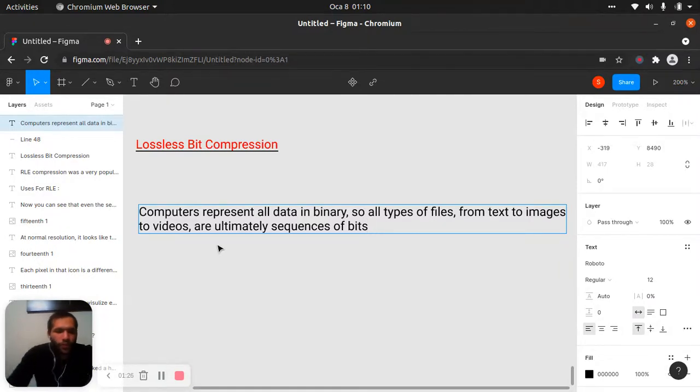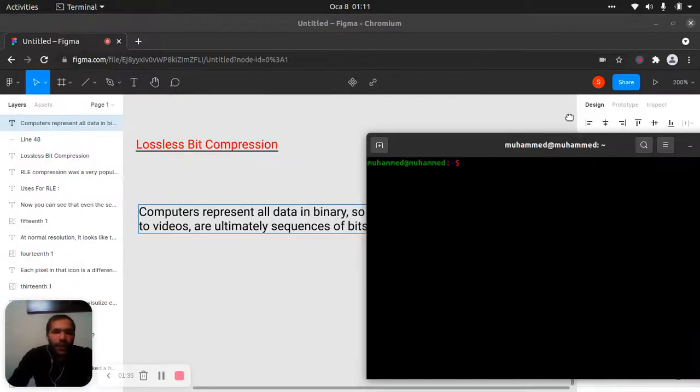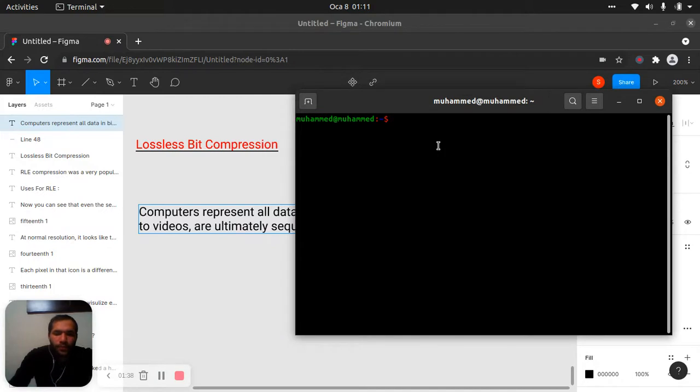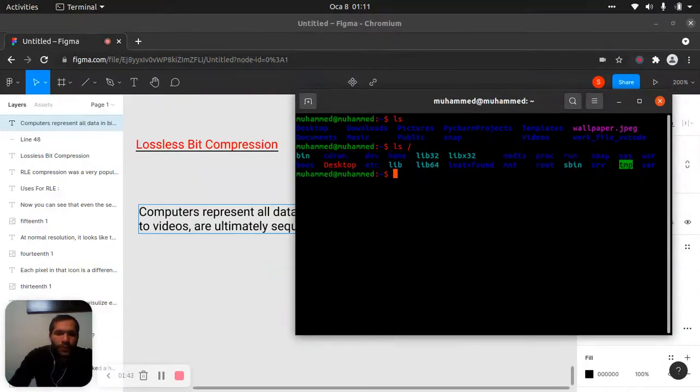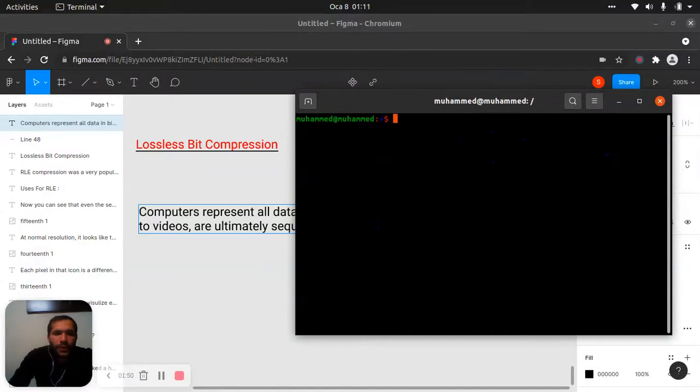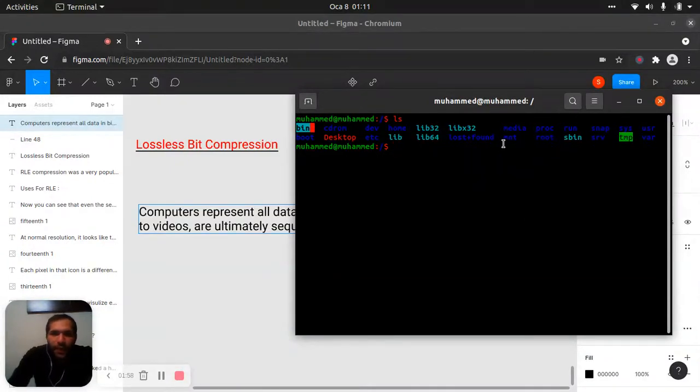If you want, I can show you one example. Let's look in my computer. Yes, this is my terminal. Now, we have binary here. Have you seen binary? And we have S-bin, I mean super binary. Okay, where is it?